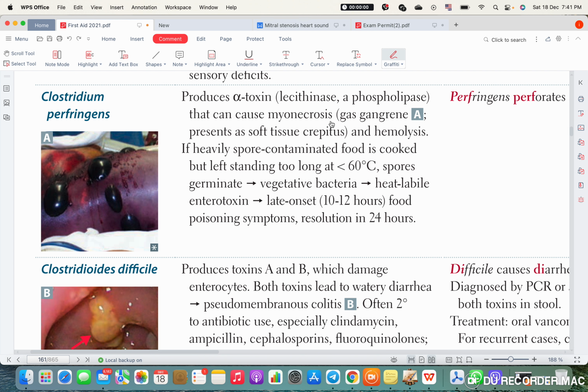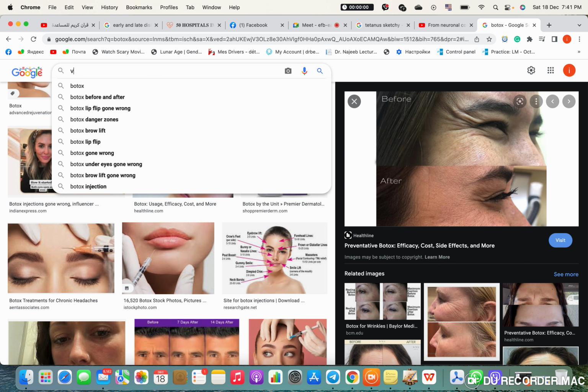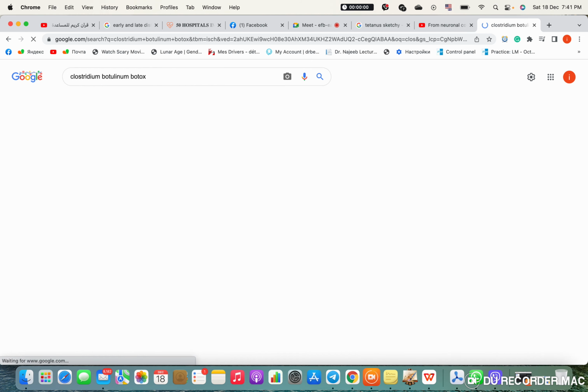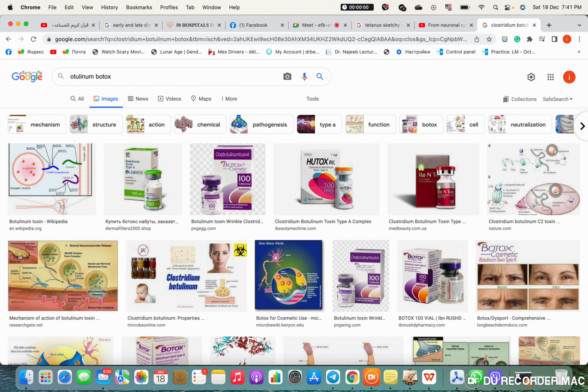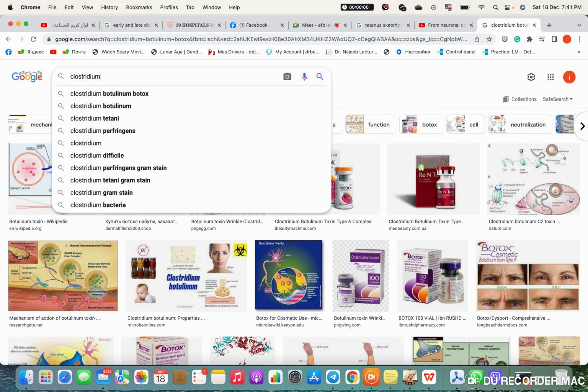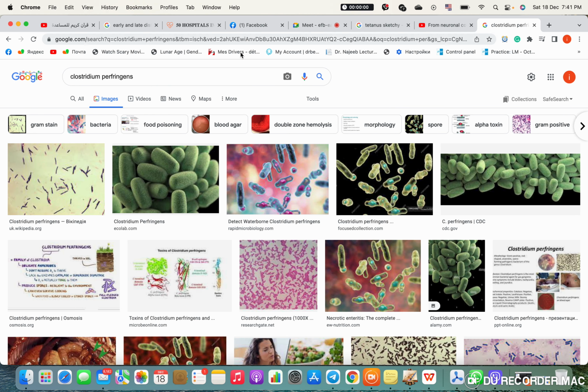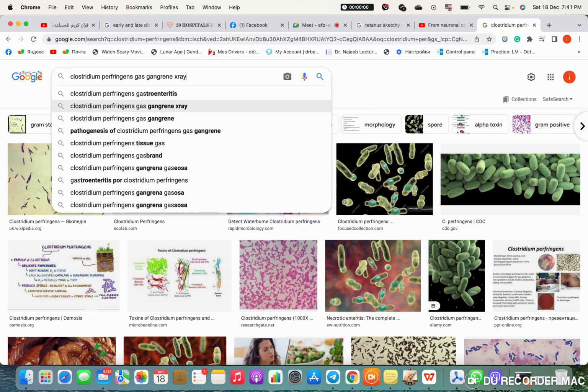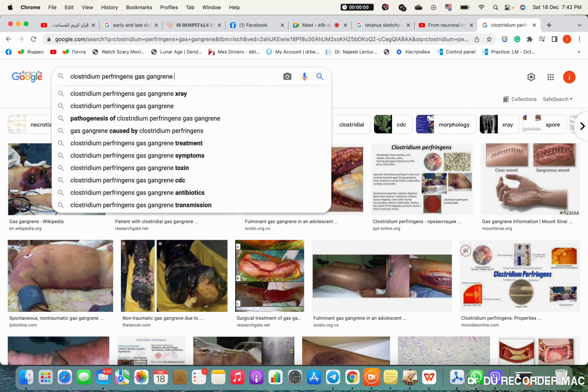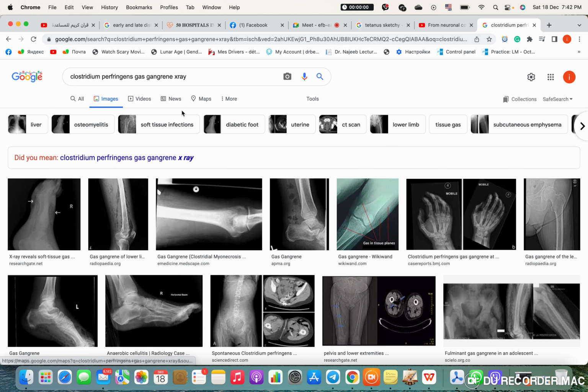They can lead to myonecrosis, gas gangrene that presents with soft tissue crepitus. Let me explain about the crepitus because this is high yield. Clostridium perfringens. To start with, I want to show you what gas gangrene means.